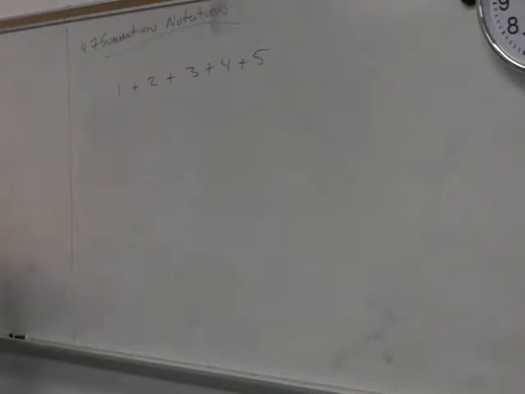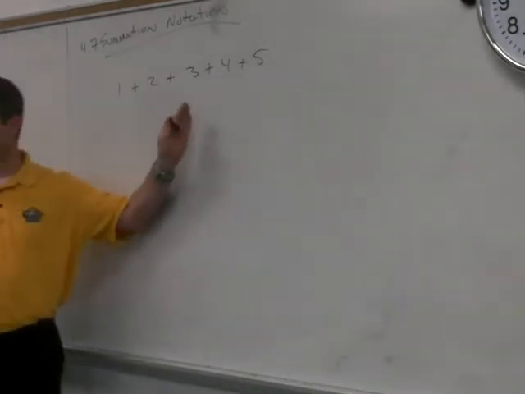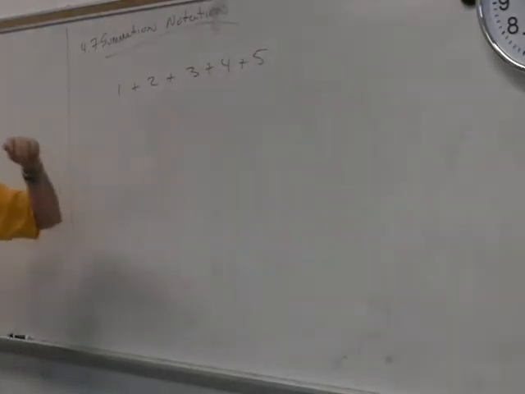When you add up all the numbers in a sequence, then you get summation notation. All right, here's just a very basic example: 1 plus 2 plus 3 plus 4 plus 5. The notation is what we're concerned about. Can you write it in summation notation?